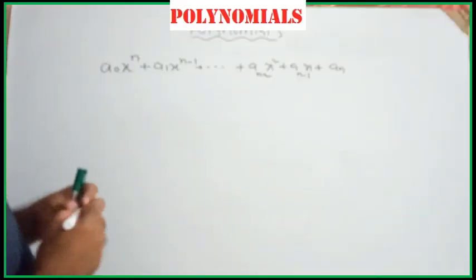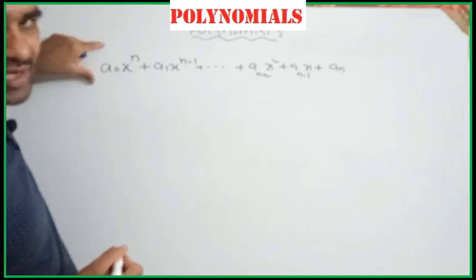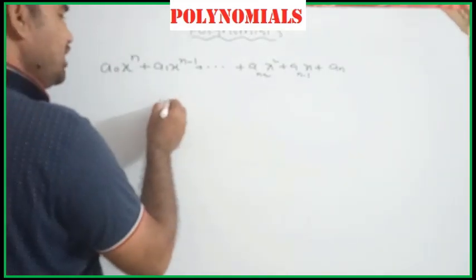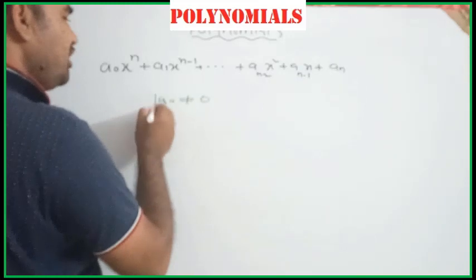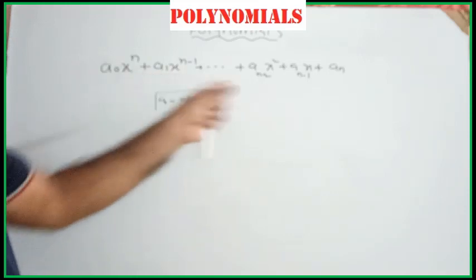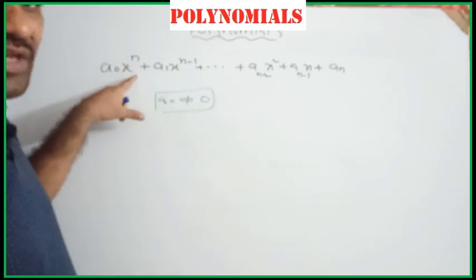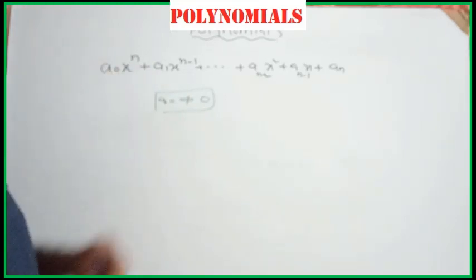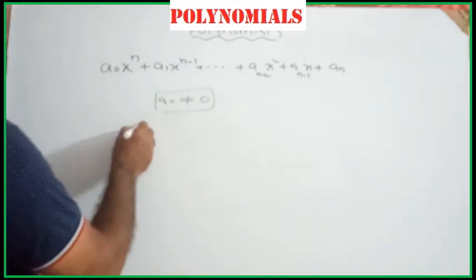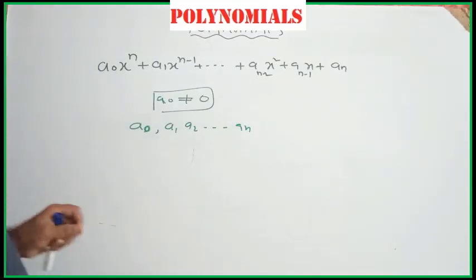Listen, this is the standard form of an nth degree polynomial involving one variable x, provided a naught is not equal to 0. If a naught equal to 0, it may be n minus 1 or n minus 2 or so on, depending upon values of a1, a2, so on, an. So that's why here a naught is not equal to 0. Then this is said to be an nth degree polynomial in x, or nth degree polynomial involving the variable x. Here a naught, a1, a2, so on, an are called coefficients.